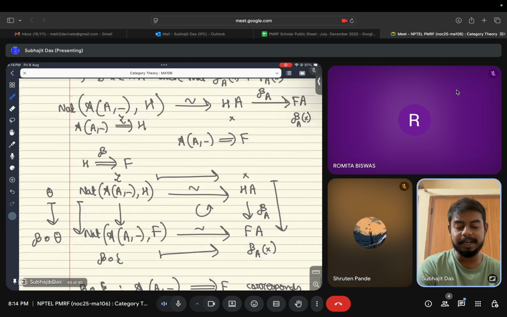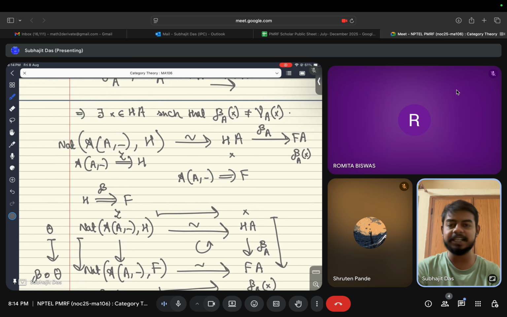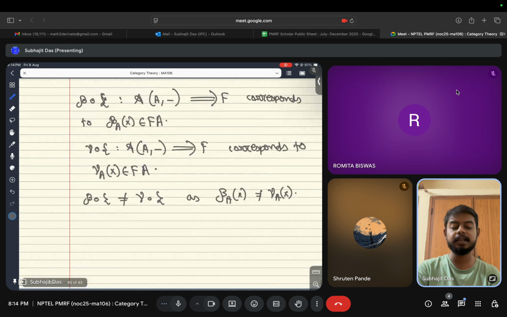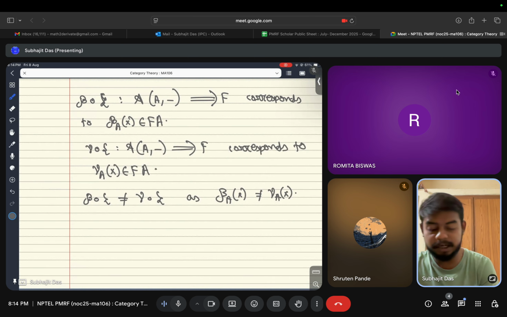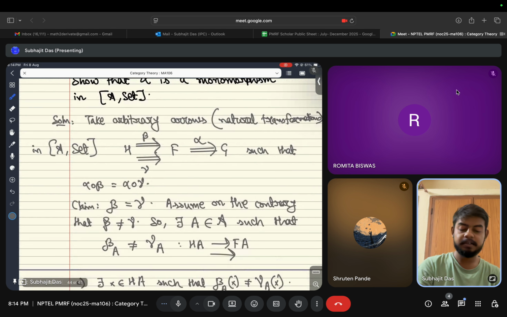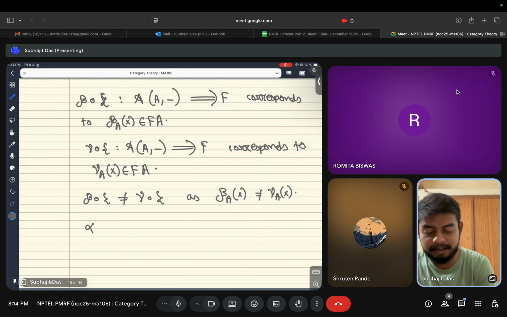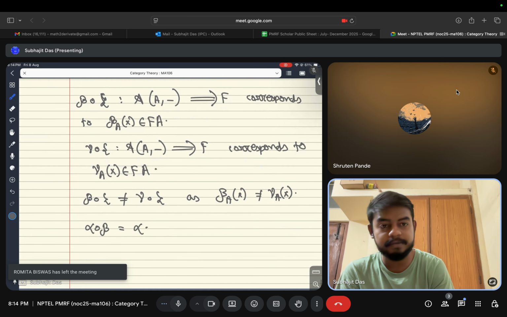That is what the Yoneda lemma says, from the set of natural transformations to the set of elements of fa. If two elements in fa are unequal, then the corresponding natural transformations cannot be equal as well. So beta composed zeta and gamma composed zeta should not be equal. What did we assume at the beginning? We assumed that alpha composed with beta is alpha composed with gamma, right? So alpha composed with beta is equal to alpha composed with gamma.